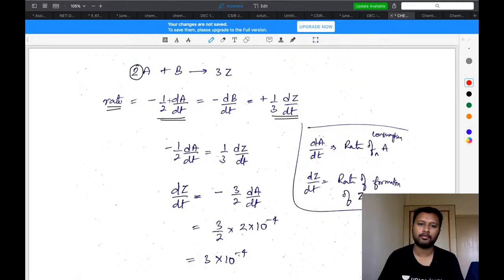Because you are given the rate of formation, or rate of decomposition, of this, and you have to find out the rate of formation of this. Now dA by dt is going to tell you the rate of consumption of A, whereas dZ by dt will tell you the rate of formation of Z, right? So that's what it is. Now this is what needs to be calculated, and this is what is already given to you in the equation.